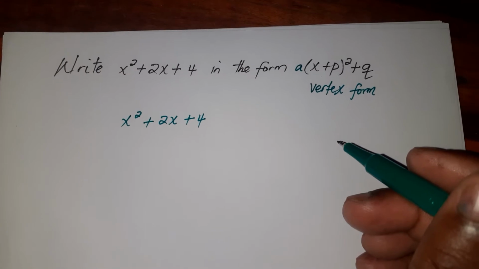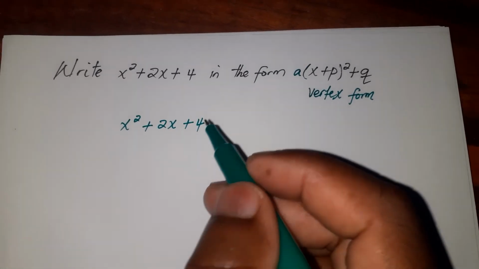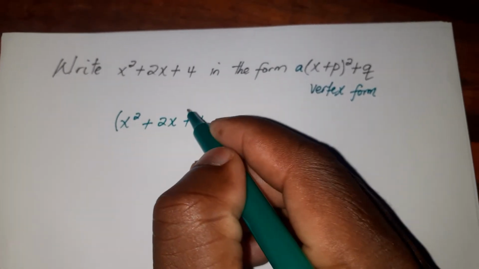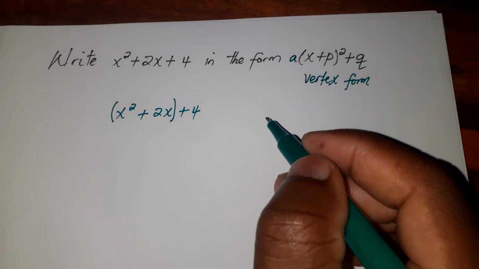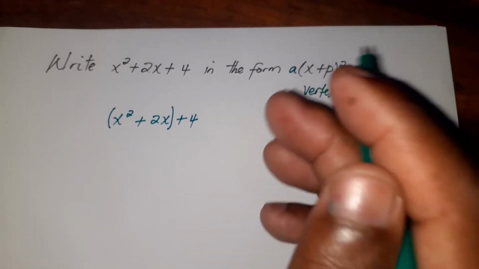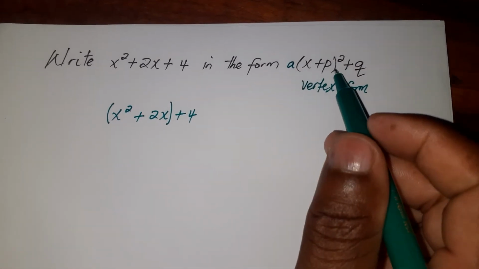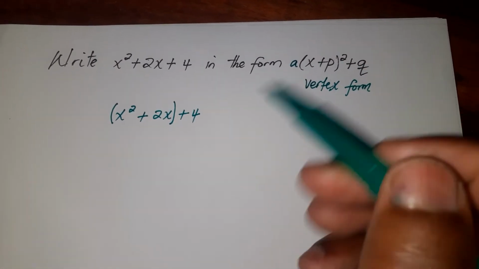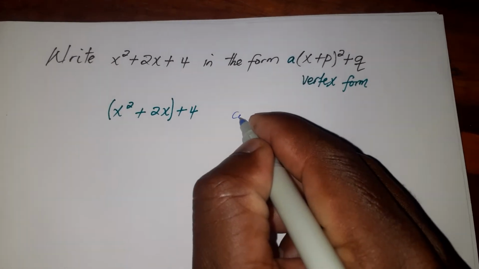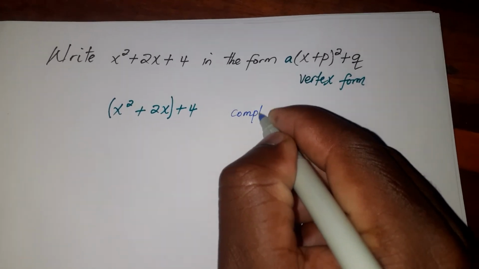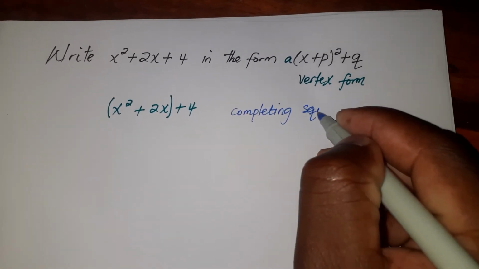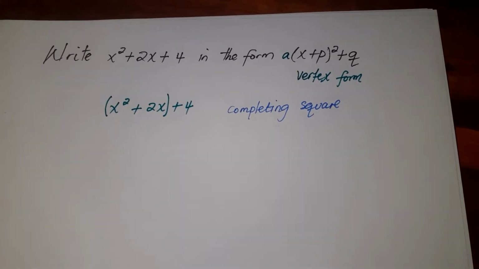Now how this works is that first let's put brackets around the terms that have x, and the constant, let's leave it out. There are so many methods that you can actually use to arrive at the same form, but in this case I just want to focus on completing square. Completing square, that is the method that we are using in this video.